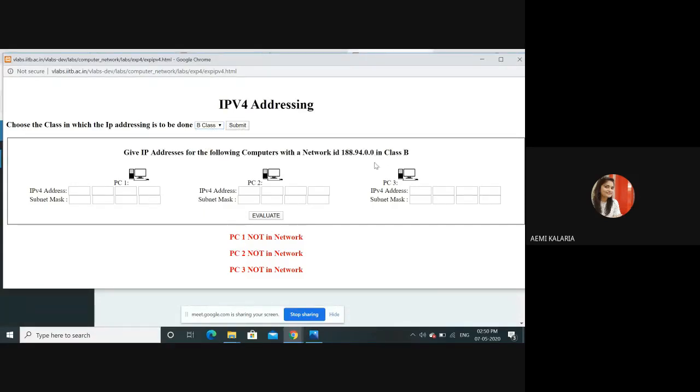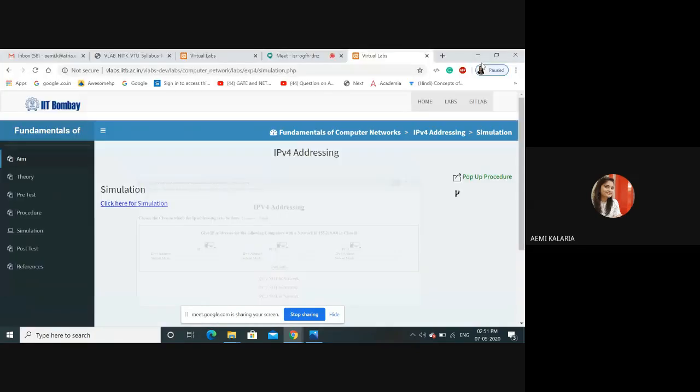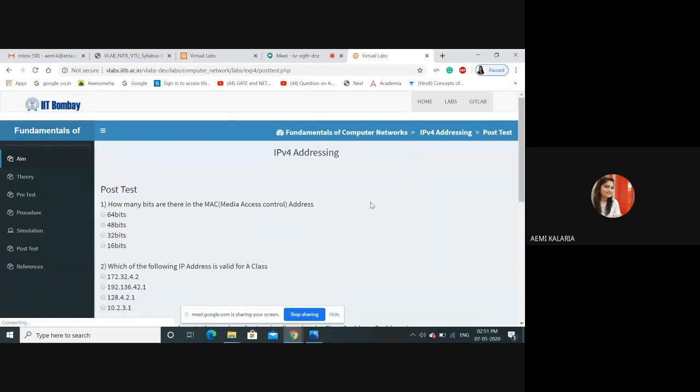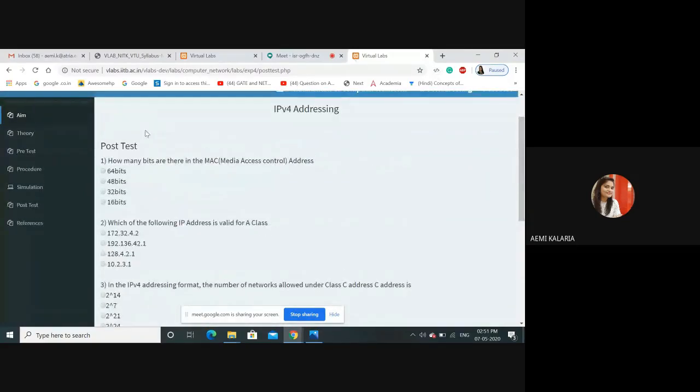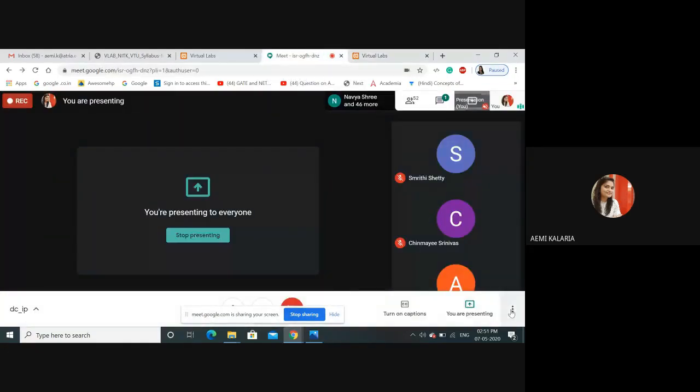Whatever they are showing over here is a default or already entered value, right? Every time they show different values and mention that this is inside the class, this is not inside the class, likewise. So any problem till now with this virtual lab? After that, a post-test is also there, with 5 MCQs mentioned. You can give the answers to these MCQs if you want. Now, any query?